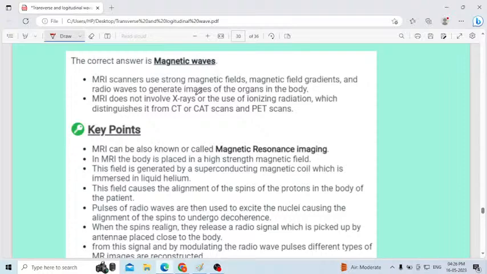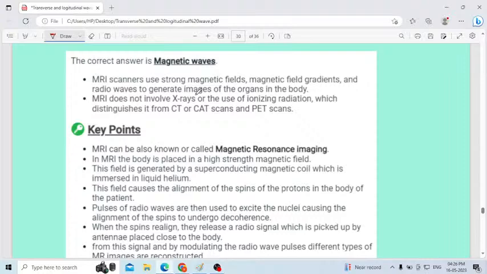If some internal disease is there in your body and they are not able to identify what disease you have, whether a cancer or some damaged cell, they will do the MRI scan. In that scan, everything they will come to know. MRI does not involve X-rays or the use of ionizing radiation, which distinguishes it from CT or CAT scans and PET scans.